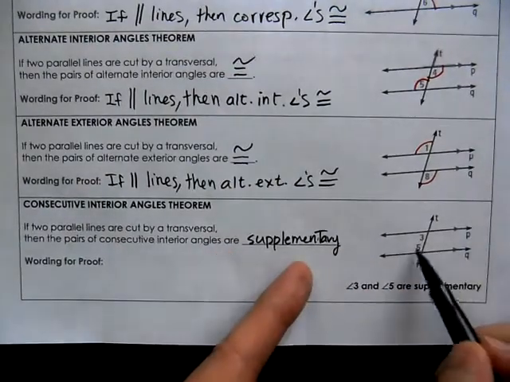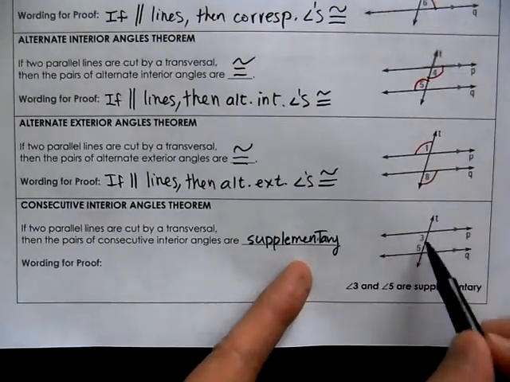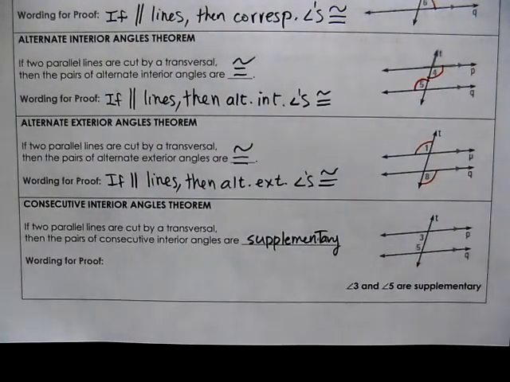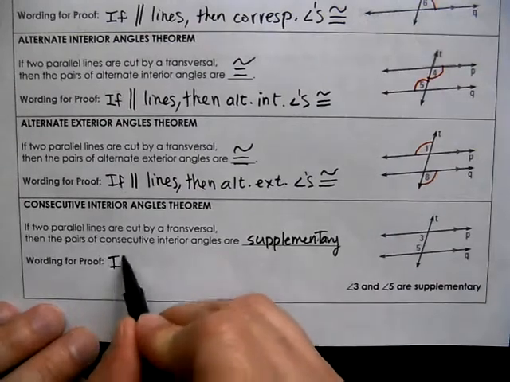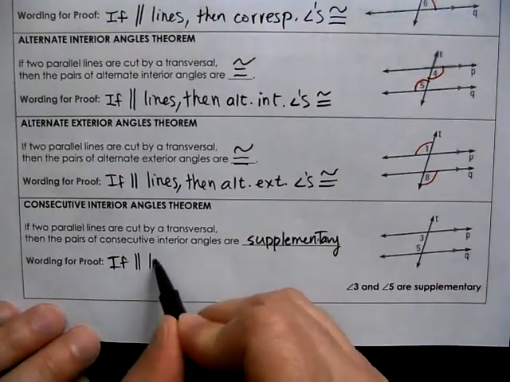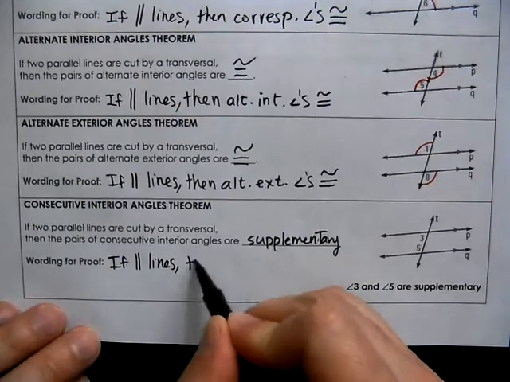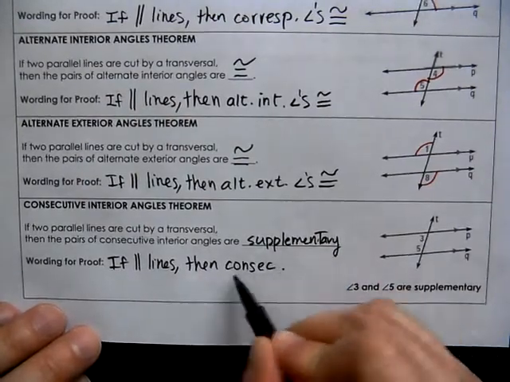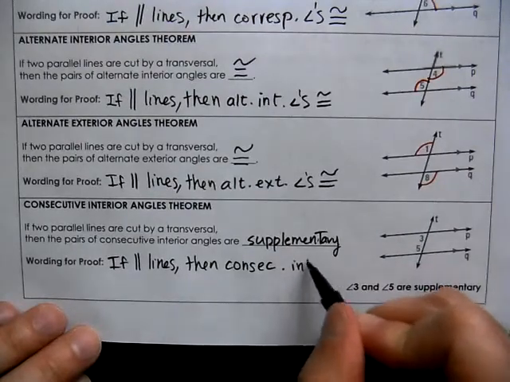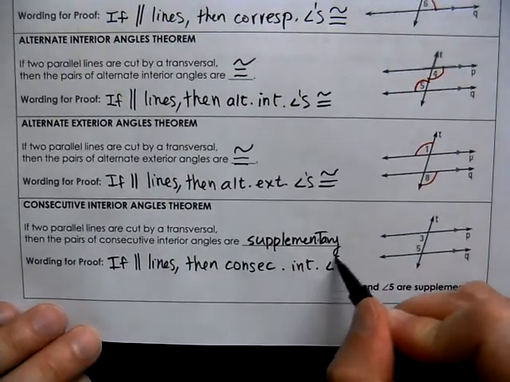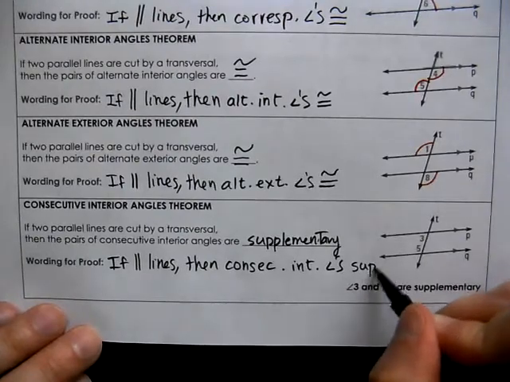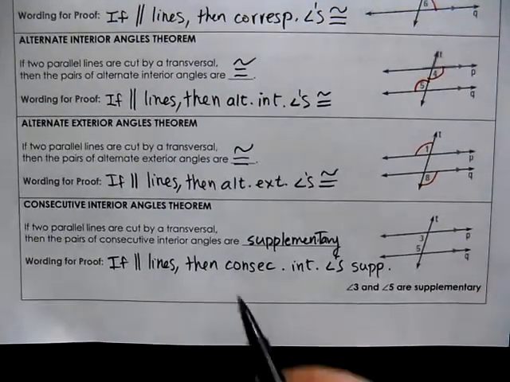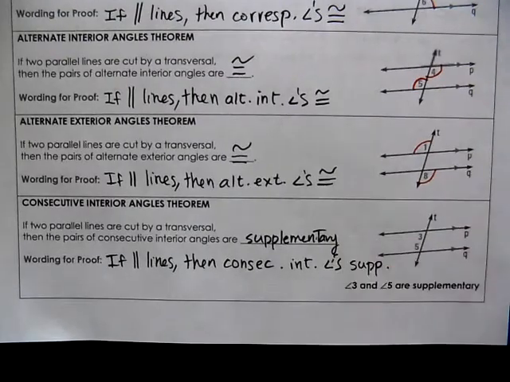So we can't just mark up the diagram the way we had done before. We can't just put arcs in there because that would communicate they're the same size, and they're not the same size. So we would abbreviate this by saying if parallel lines, then consecutive, and I'll abbreviate it like this, consec, interior is INT, angles, and then SUPP for supplementary. Consecutive interior angles are supplementary. Those are the big ideas for this lesson.